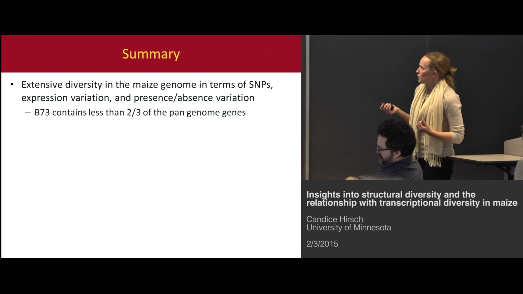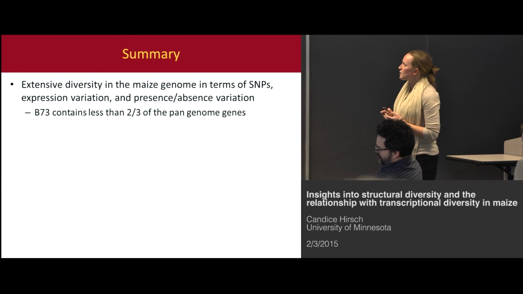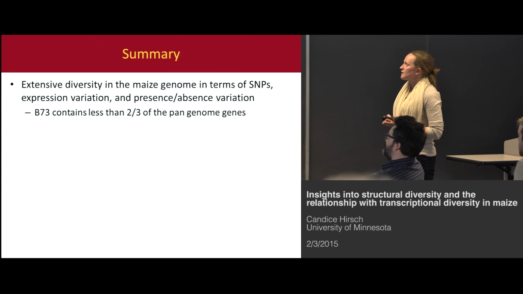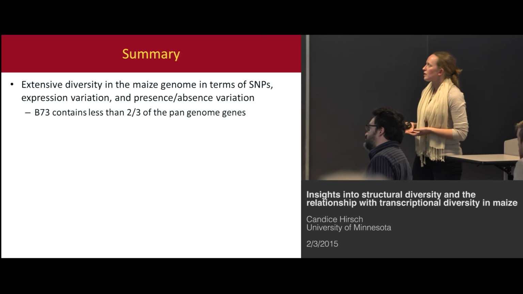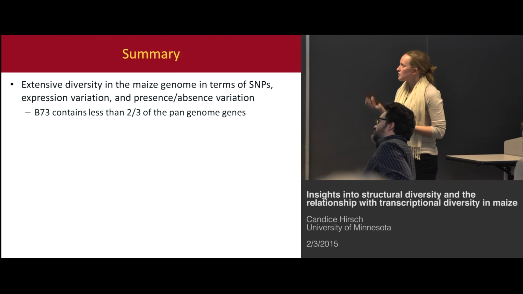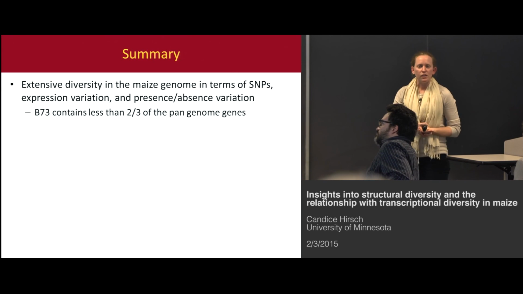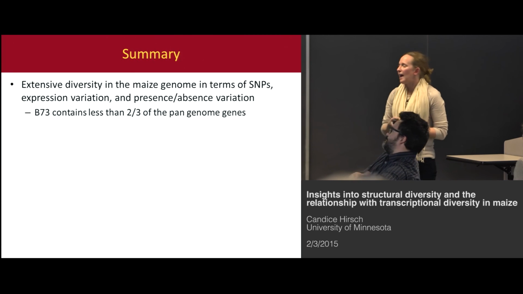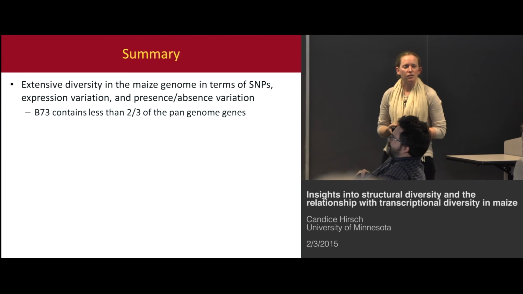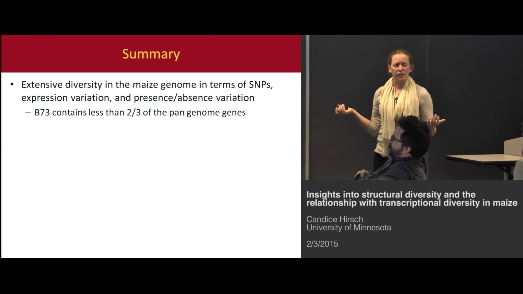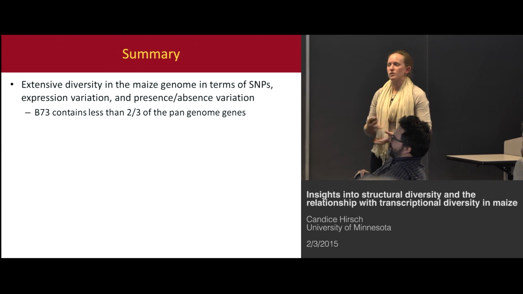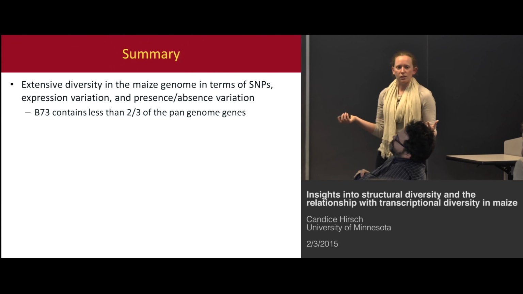Okay, so with that I'm going to summarize. We see extensive diversity in the maize genome in terms of SNPs, expression variation, and presence-absence variation, to the extent that B73 likely only represents at most 2/3 of the genes in the maize pan-genome, and that's really based off of a somewhat limited set where we were looking at 500 genotypes. Imagine if we were looking at thousands of genotypes.